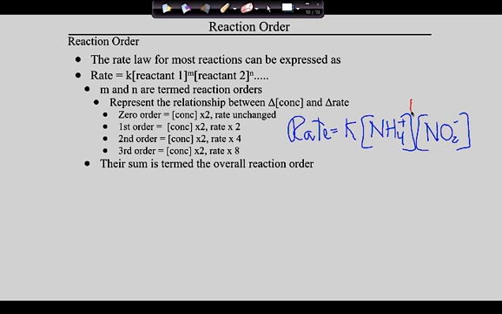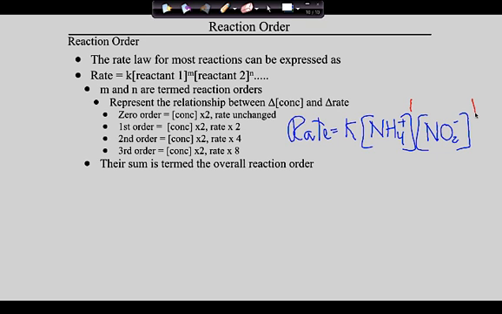Now, what happened when we doubled the concentration of NO2? What happened to rate? It also doubled. So what does that tell us the reaction order of NO2 is? Also first order. So this is the way we would say that. We would say in this reaction, NH4 is a first order reactant, NO2 is a first order reactant, and the reaction is second order overall. So adding up the 1s gives us the overall reaction order, and that would be second order.